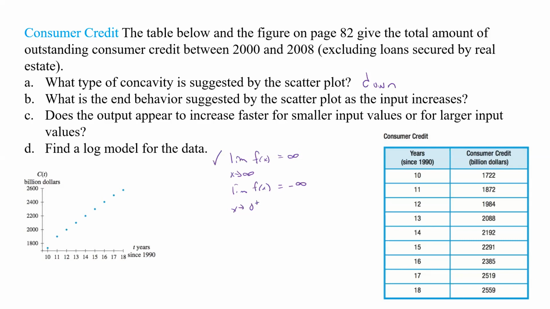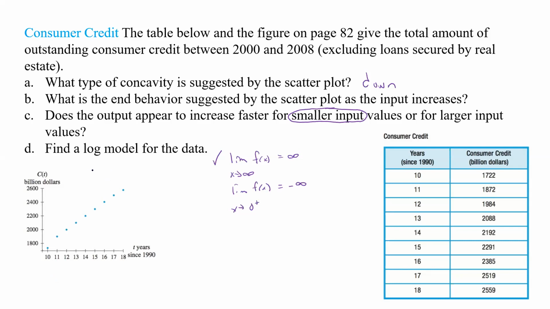Now, does the output appear to increase faster for smaller input values or for larger input values? So basically, where's the bigger jump as we move from left to right? Well, if we look here from left to right as we go this way, there's a pretty big jump here, but then it gets smaller and smaller and smaller, and it looks like it decreases as it goes up. So the output appears to increase faster for smaller input values than larger ones. So I'm just going to circle the smaller input values because over here on this side, there's bigger jumps.